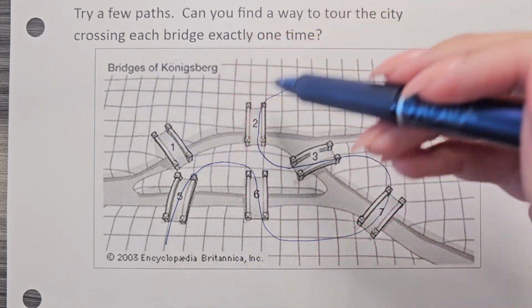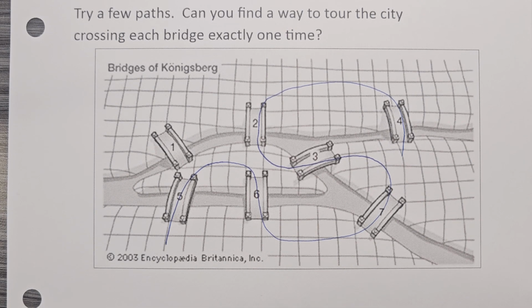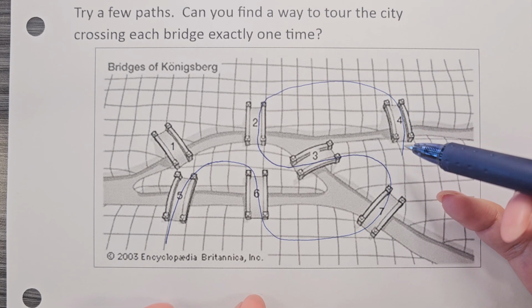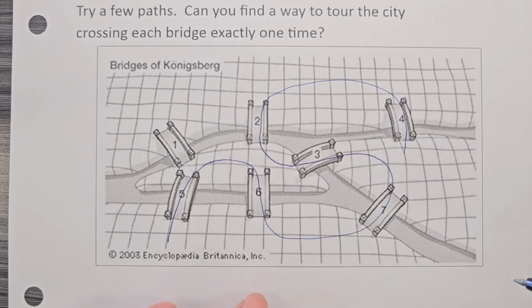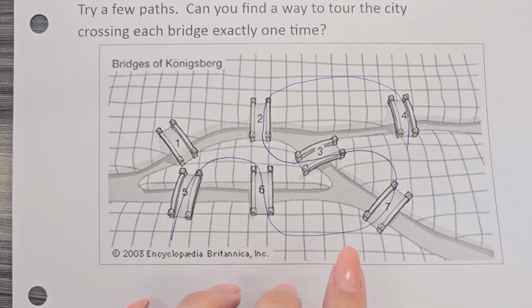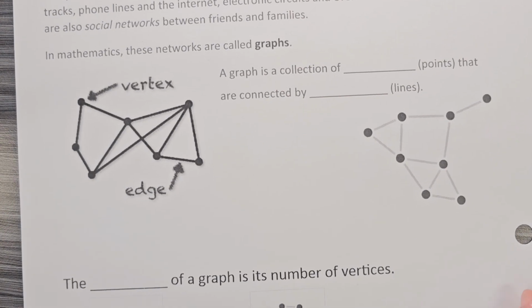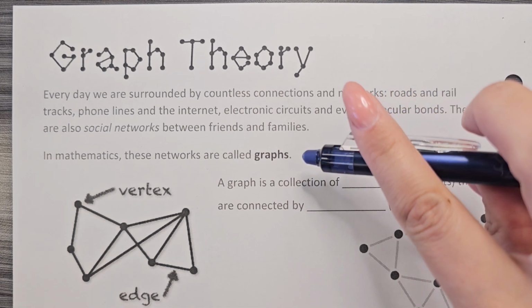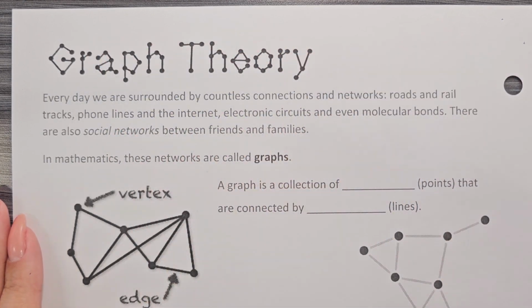After trying a few different routes, you'll probably start to notice that it is impossible, which it is. It's an impossible problem to solve no matter where you start. But it would take a long time to go through and try every single pathway. So what he came up with was a way to look at these in graph form, and it created what we now know today as graph theory.